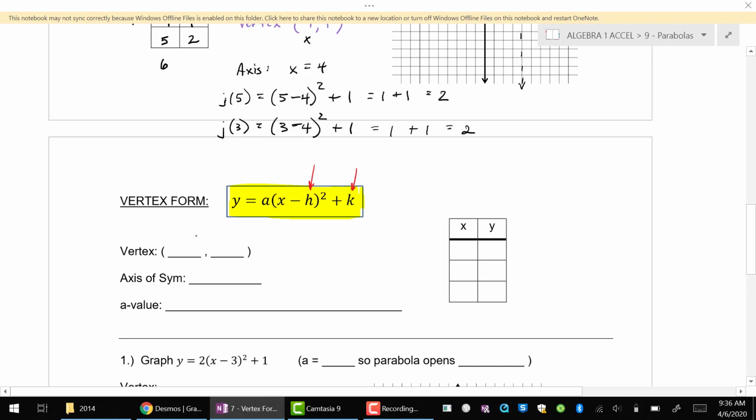And remember that for that h value, it's really the opposite of what you see that goes in there for x. For k, it's the regular number that you see. So opposite number and regular number. Axis of symmetry will be x equals, in this case, h. It's going to match the x coordinate of the vertex. And the a value, once again, controls whether the parabola opens up or down.